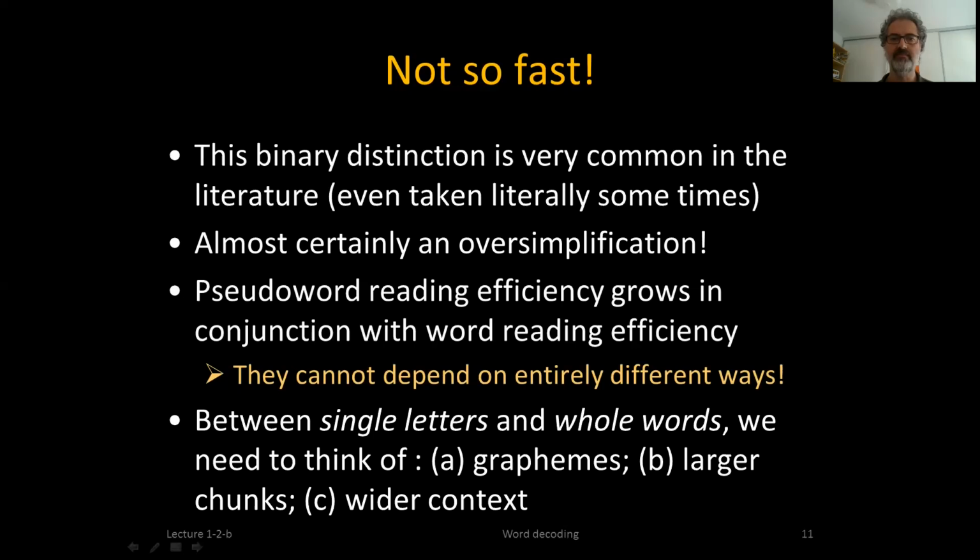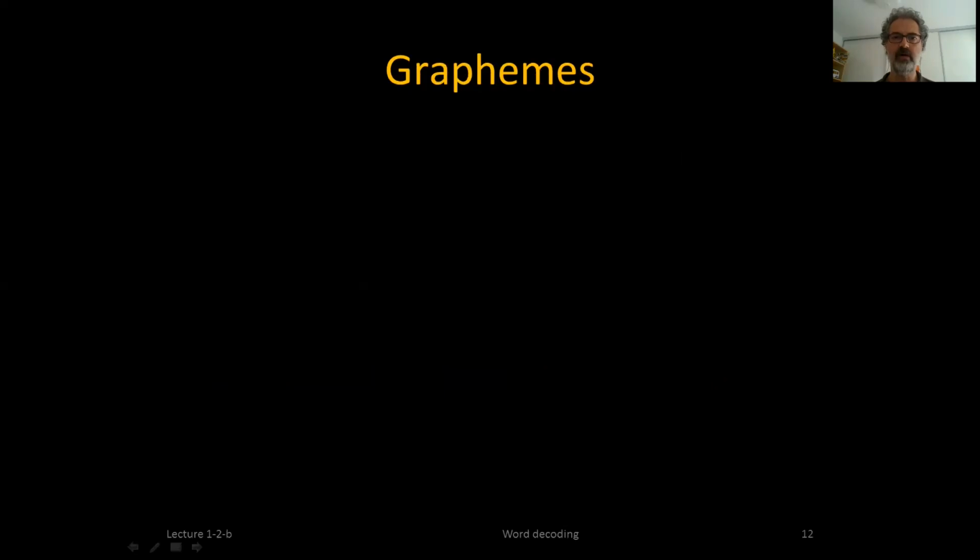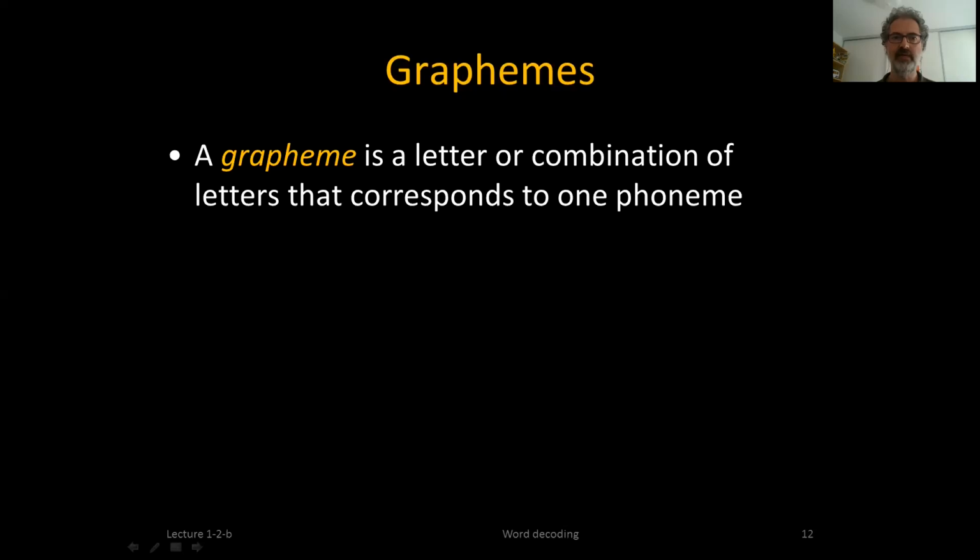The second, and probably more obvious, is that there is a bunch of stuff between single letters and whole words that we haven't considered. The most obvious of these is the notion of the grapheme. And indeed, everyone agrees that graphemes are extremely important units in learning to read via the assembled phonology. What are graphemes? A grapheme is something that corresponds to one phoneme. So sometimes it's a single letter, and that's called a simple grapheme, like this letter corresponding to this phoneme.